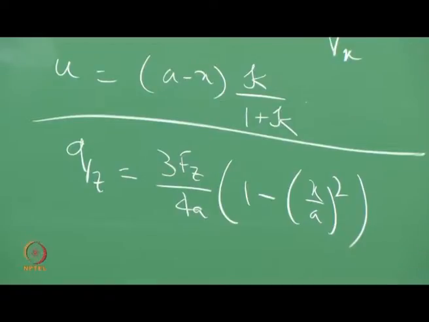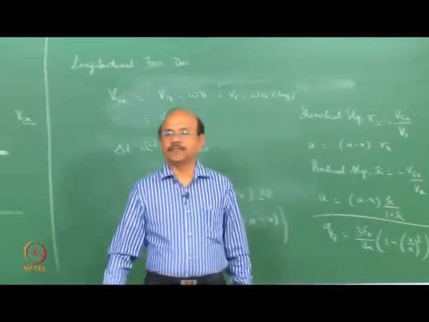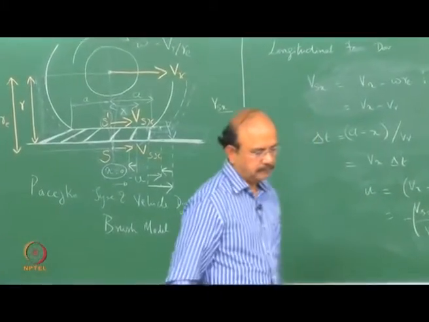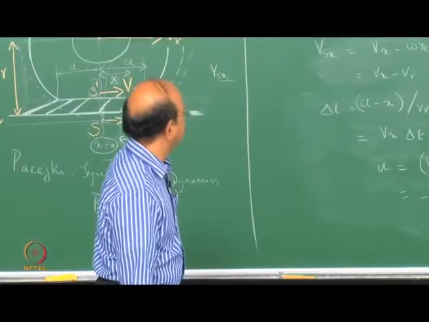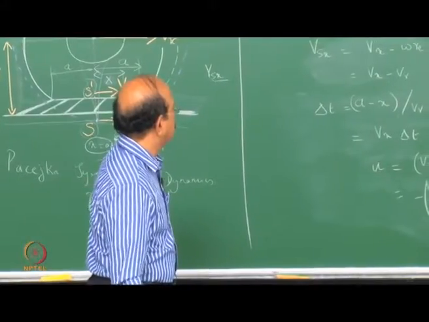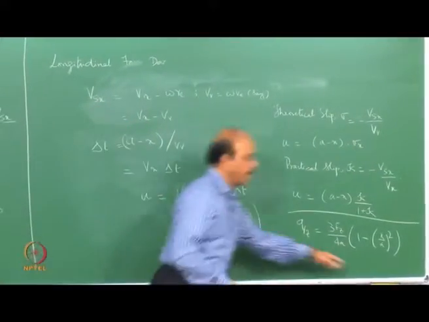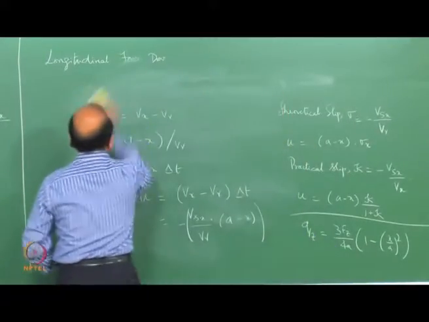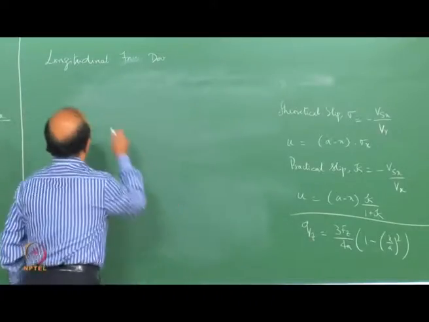So when x is equal to A or minus A, the term in the bracket goes to 0, and so Qz goes to 0. It's maximum when x is equal to 0. Right? Okay. So let me now get to Qx. So these two are fine. Qx is quite simple.